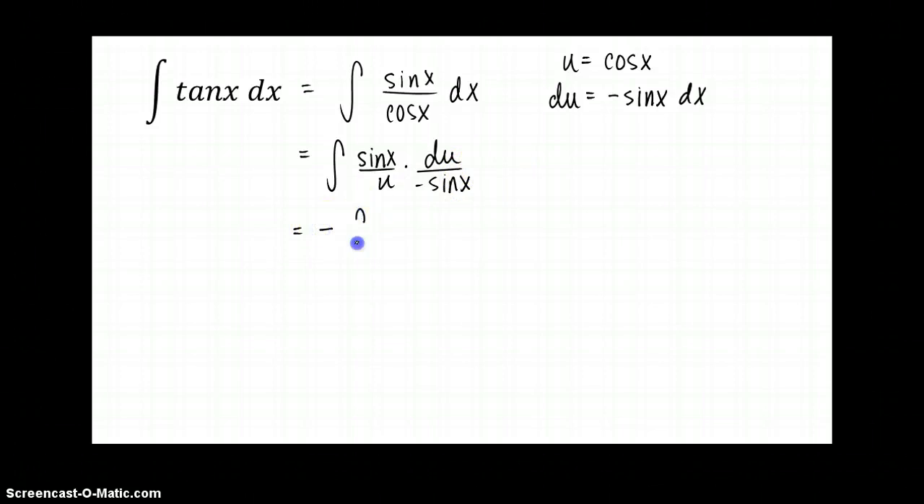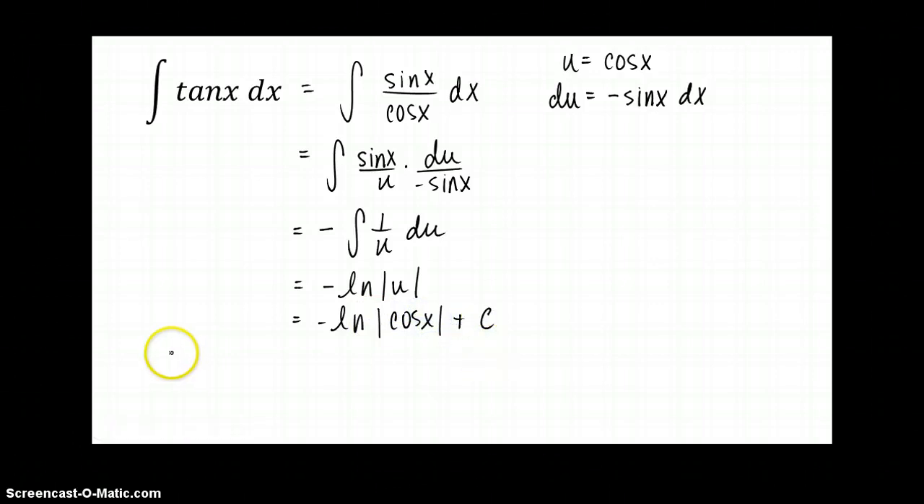The negative comes out front, and now I'm integrating in the form 1 over u. So negative ln absolute value of u. So negative ln absolute value of cosine of x plus c. So what's the antiderivative of tan of u du? Negative ln absolute value of cosine of u plus c.